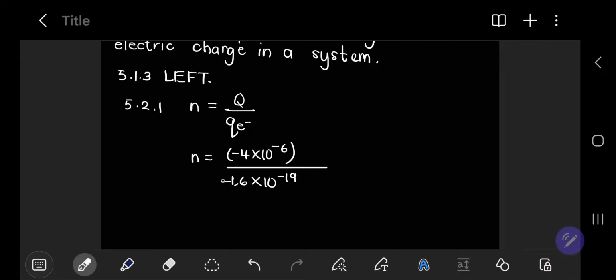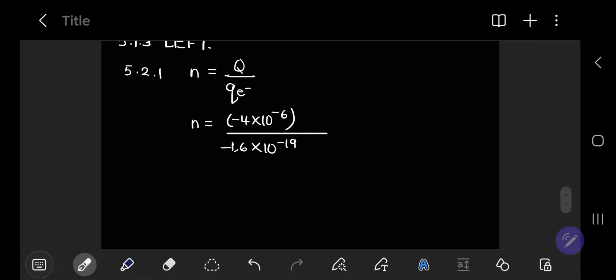Now, since electrons are negative, you can put the minus in front, but they don't actually mark you down if you leave out the minus. However, what I need you to remember is that when you're solving for n, n is a quantity. So you cannot have a negative answer for n. Even if you do get a negative answer, leave the minus out. So this should give you 2.5 times 10 to the power 13 electrons. That is how many electrons are in excess.